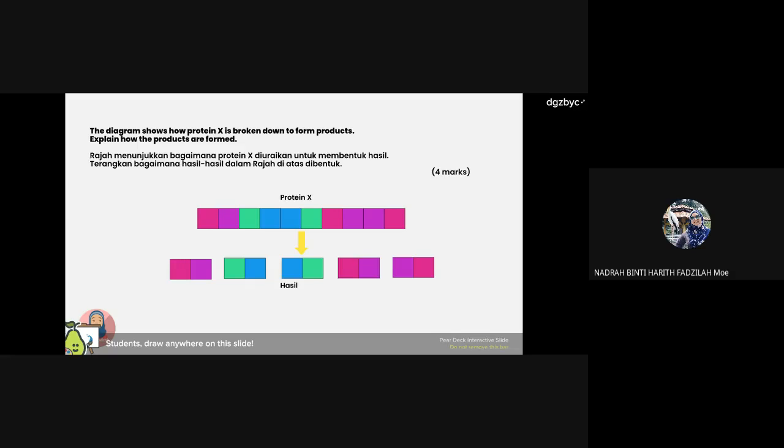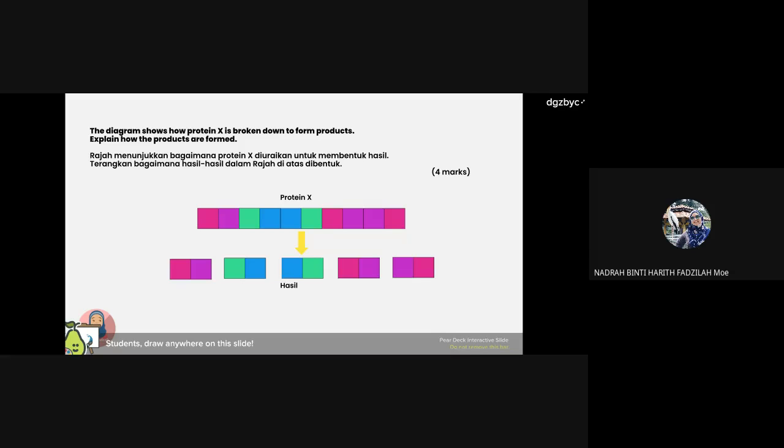So, kita tengok pada protein X ni, it consists of many amino acids. Macam mana saya tahu many amino acids? Sebab there are many squares in the protein X. And then there's a yellow arrow there. What is the process that breaks down the protein X into the products? Take a look at the product. Product tu semuanya in the form of two, a pair, a pair, a pair, a pair. Ada 1, 2, 3, 4, 5 pairs. So, what is the name of the product?